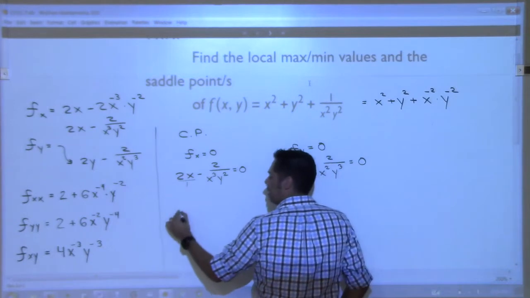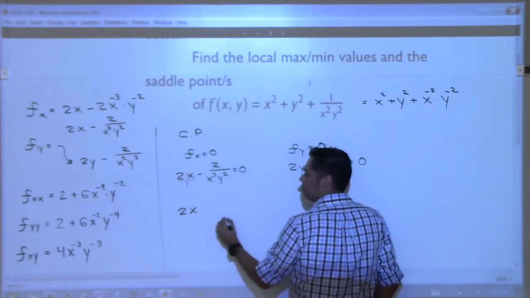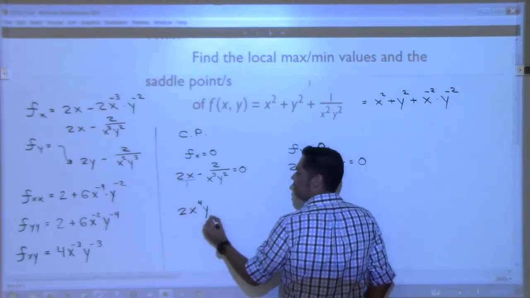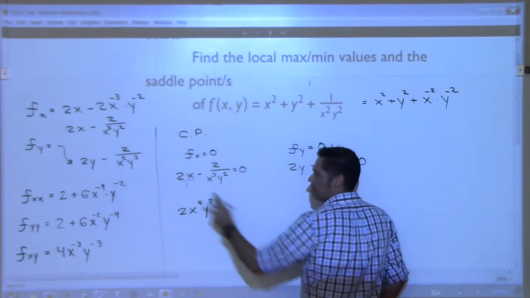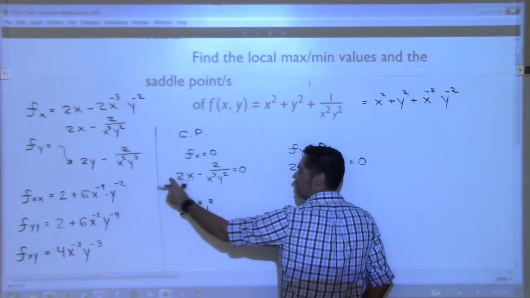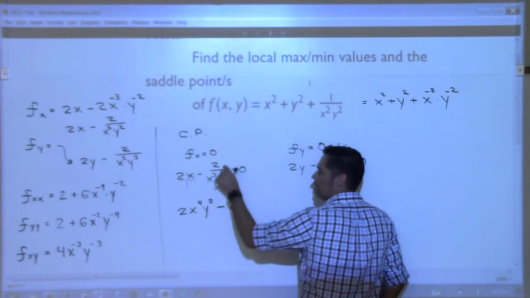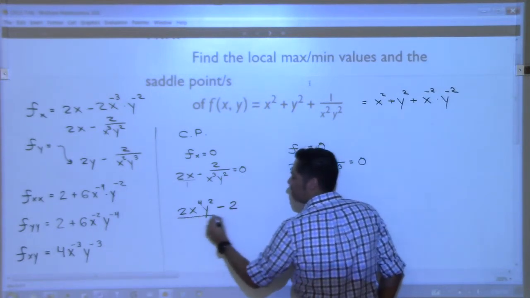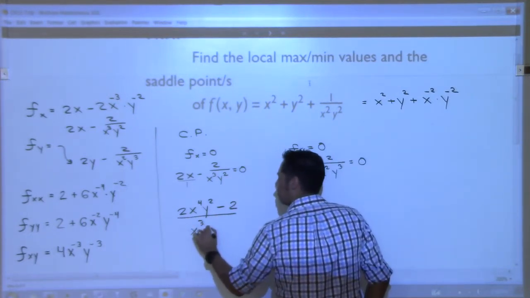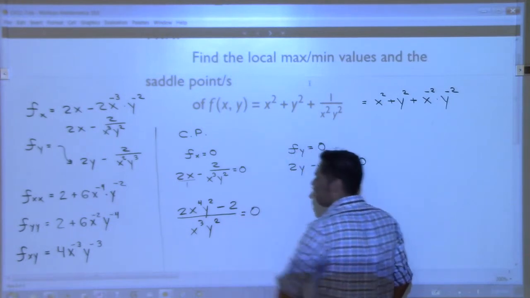If I do that, I'm going to get 2x to what power? Fourth, y to the second, right? So that's me putting x cubed y squared on top and bottom here. And then minus 2, because I don't put anything on this one. Then I put them all over the common denominator, x cubed y squared equals 0. So I just got a common denominator there.